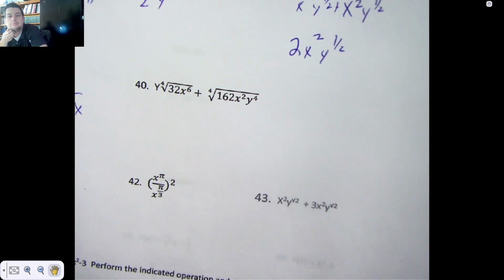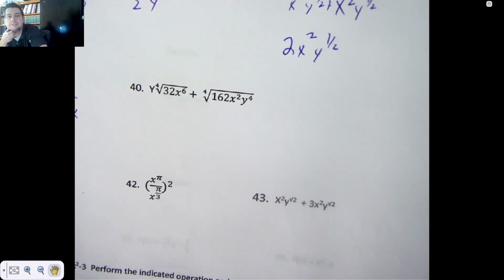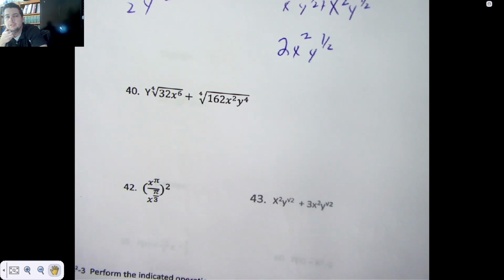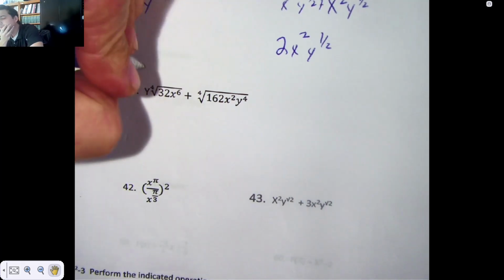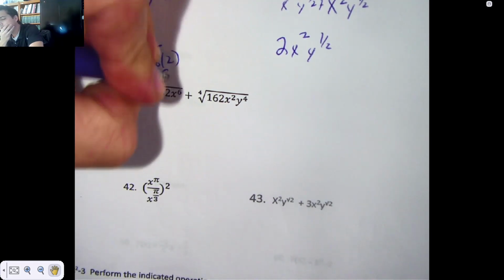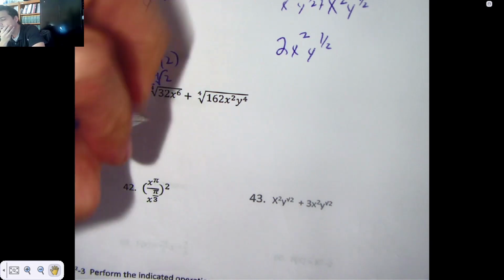40. We have a plus sign in between. Let's see here. One of these is messed up. I wonder if I ever fixed it. Think about the 4th root of 32. What I think about is 16 times 2, which becomes 2 4th roots of 2. All right, so there's going to be a 2 involved.